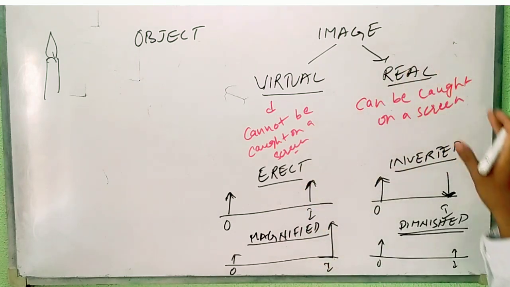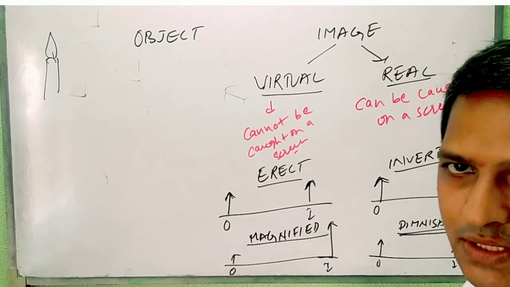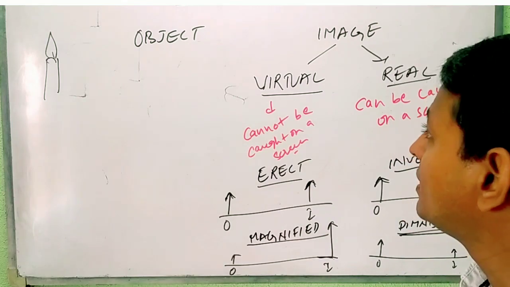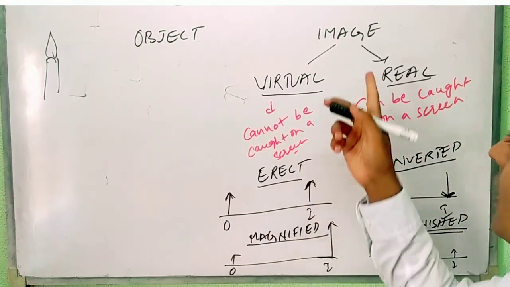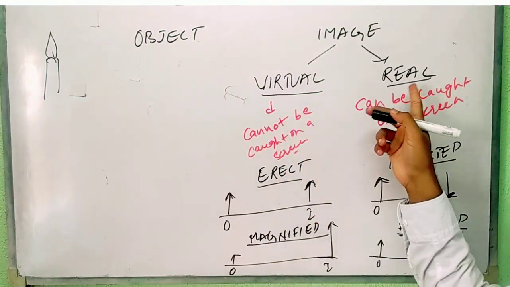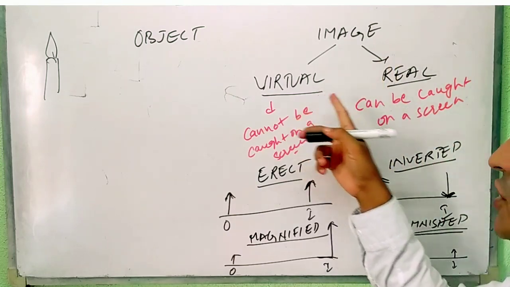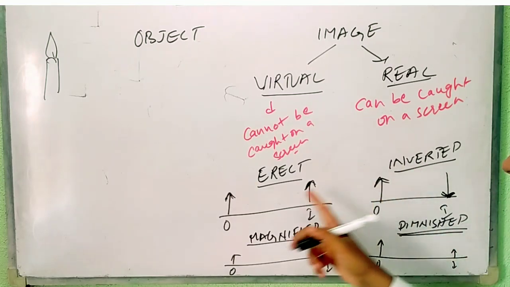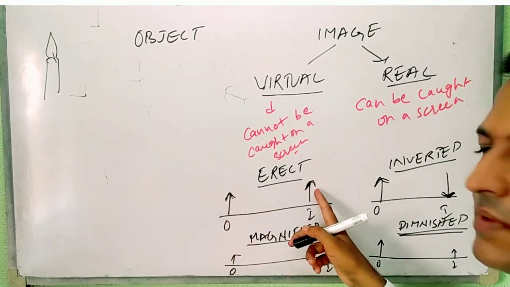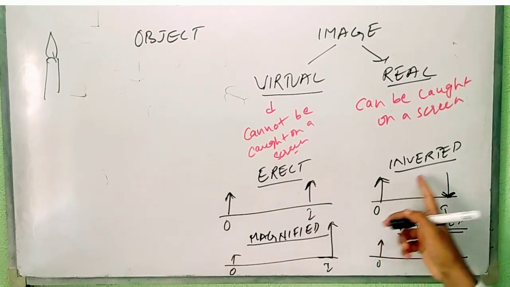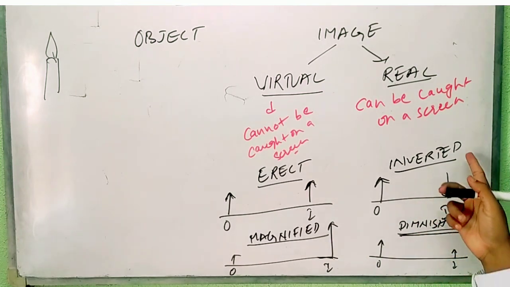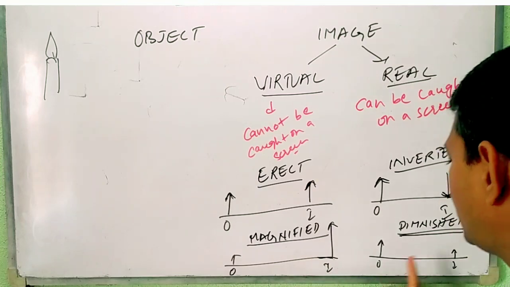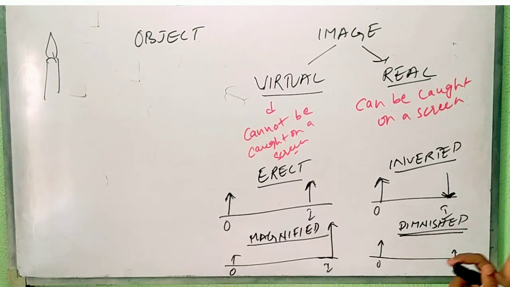So these are the words which are very important for us to understand this particular chapter. Once again, let us see what the words are. Virtual and real: real images can be caught on a screen, virtual images cannot be caught on a screen. Erect and inverted: erect means how the object is, in the same way the image is there. If it is upside down, it is inverted. Magnified: if the image is bigger than the object. If the image is smaller than the object, diminished.